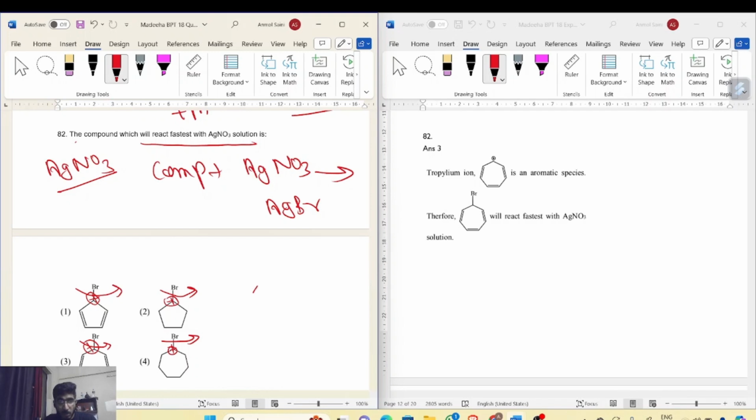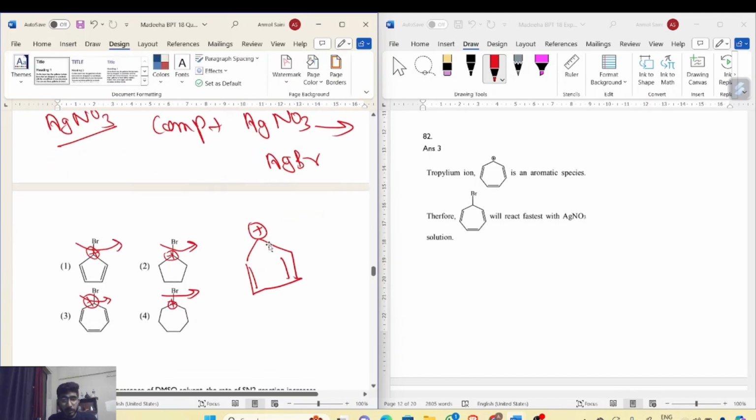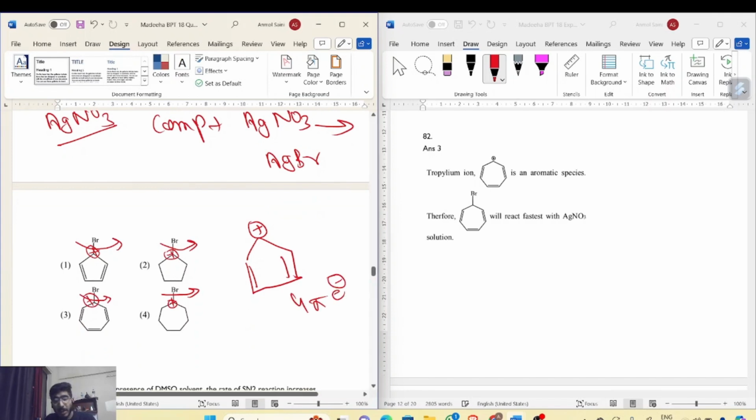Okay. So option number A here, this, and here positive charge. So it is in conjugation: positive charge, then single bond, then double bond, single bond, double bond, single bond, and positive charge. So it is in complete conjugation, and here it has 4 pi electrons. We know the compound that has 4 pi electrons and is in conjugation and planar is an anti-aromatic compound. And the second option will be a non aromatic compound.